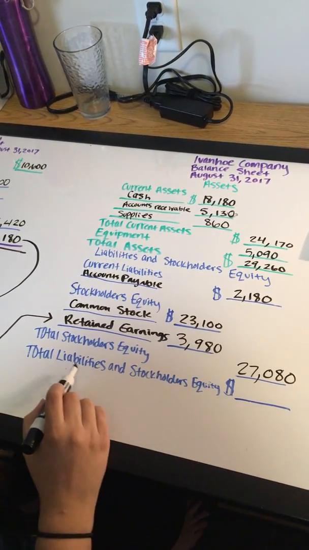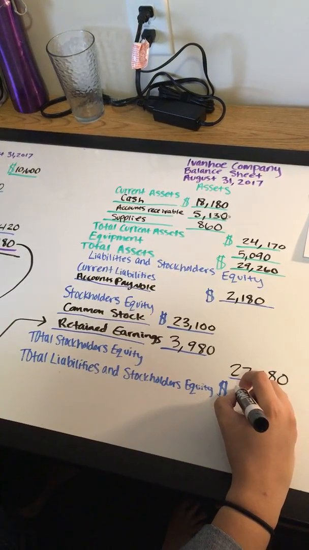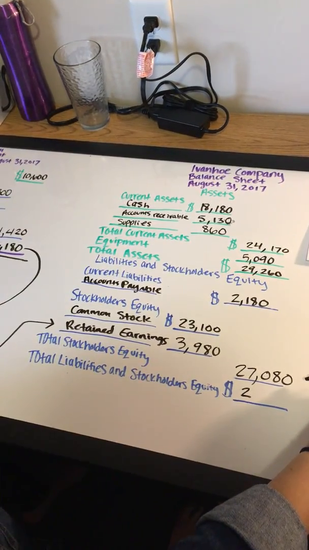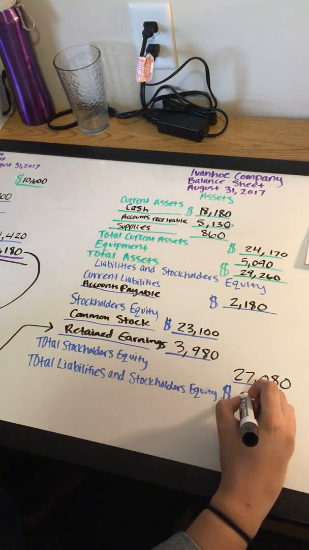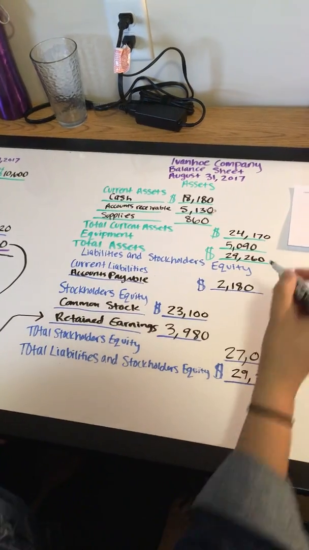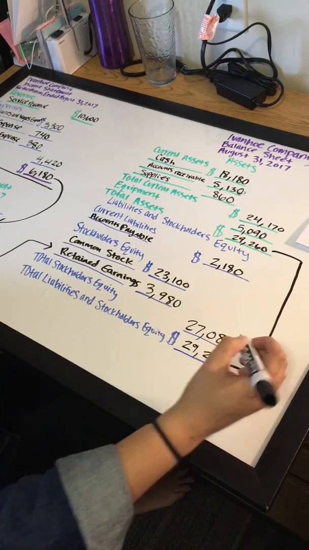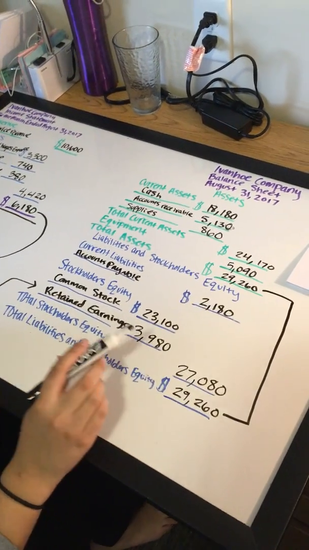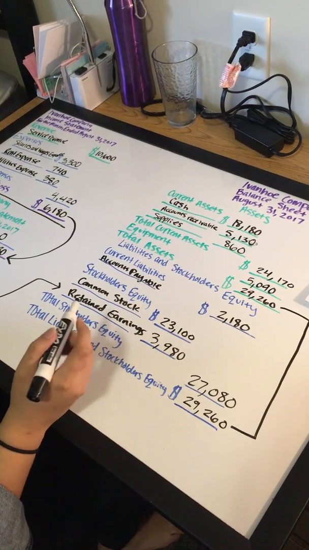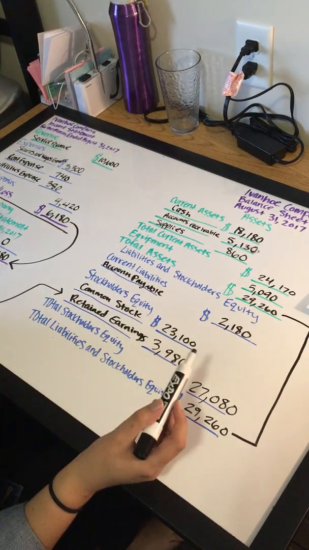Then we total liabilities and stockholders' equity, which, when you add the liabilities and equity, comes out to $29,260. As you know, for a balance sheet, your total assets and your total liabilities and stockholders' equity must be equal for it to balance correctly, because the accounting equation is assets equals liabilities plus stockholders' equity. And they do, at $29,260.